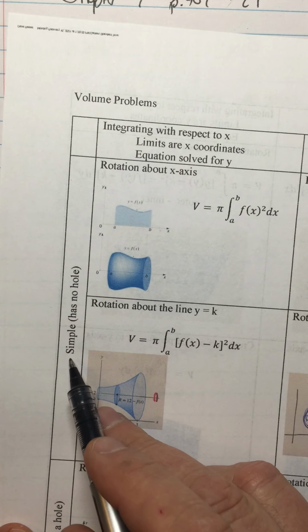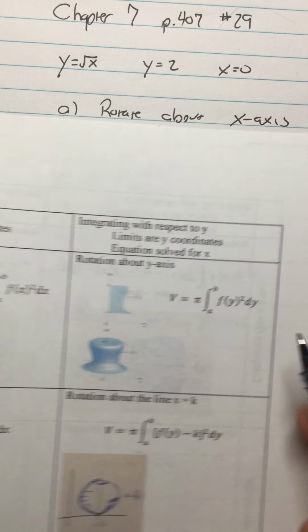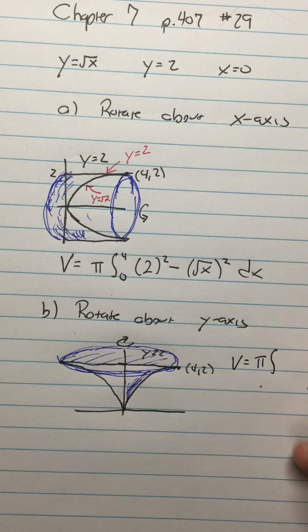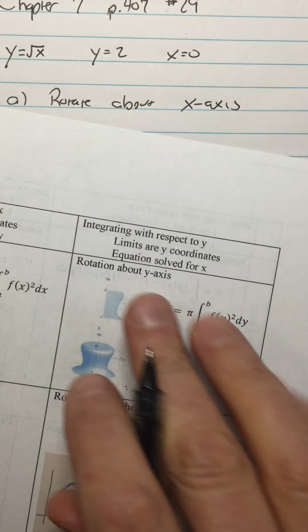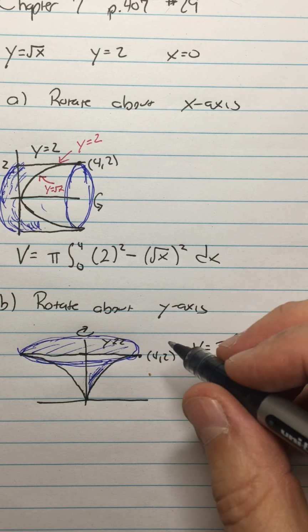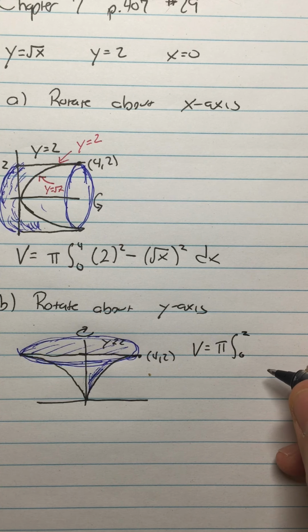I have a simple shape rotated about the y-axis. So this is my formula, very simple one: V equals pi integral. Now the a and b, I'm on this side of the sheet, right? So my limits are y coordinates. That's what we've got to watch for. Am I using y or x? This is 0 to 2. And then I'm doing f of y dy.